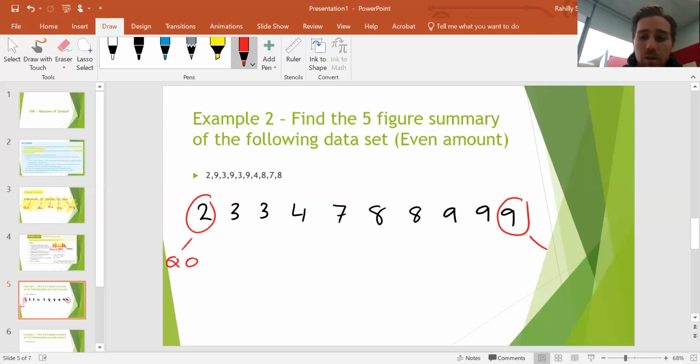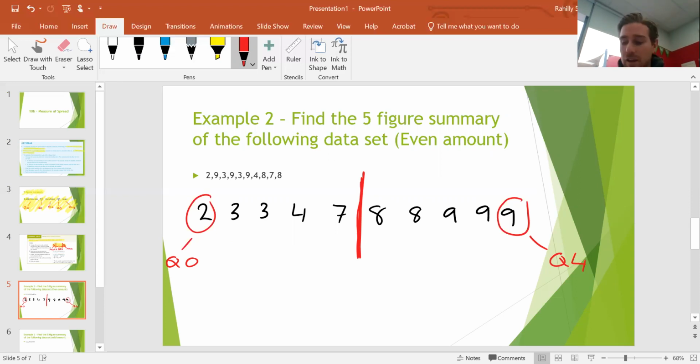Q0, Q4. Minimum, maximum done. You've got 2 out of the 5 right there. Now we need to split this into 2 even groups. With there being 10, we're going to split it straight down the middle. So you can now see that there are 5 on either side.